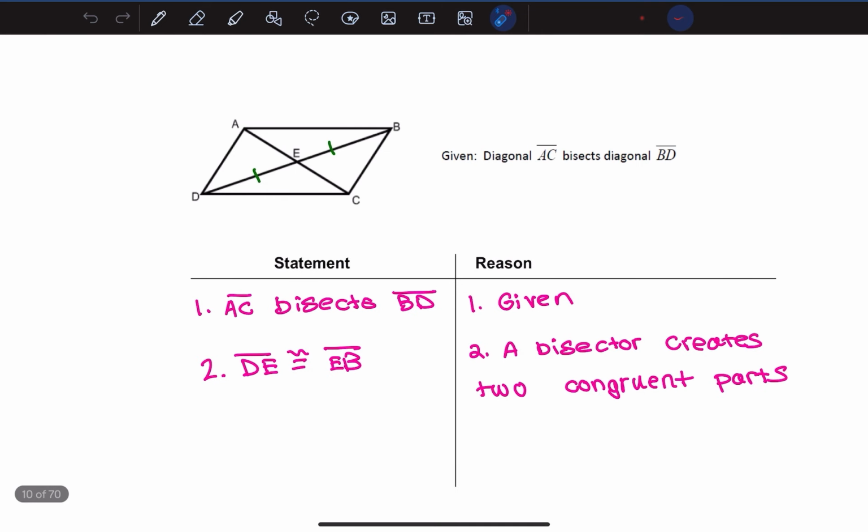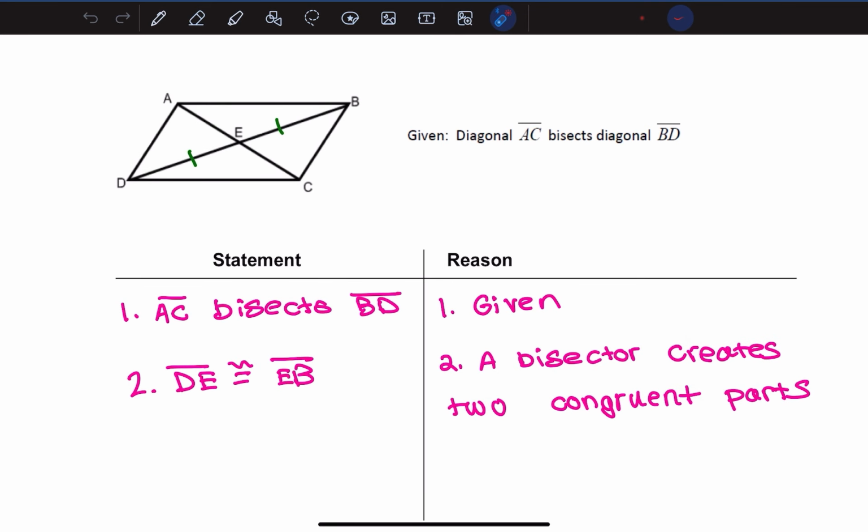Moving on to page 9. Diagonal AC bisects diagonal BD. So AC is cutting BD into two congruent halves. Start with your given information. Write your conclusion: DE is congruent to EB. Why? The definition of a bisector.